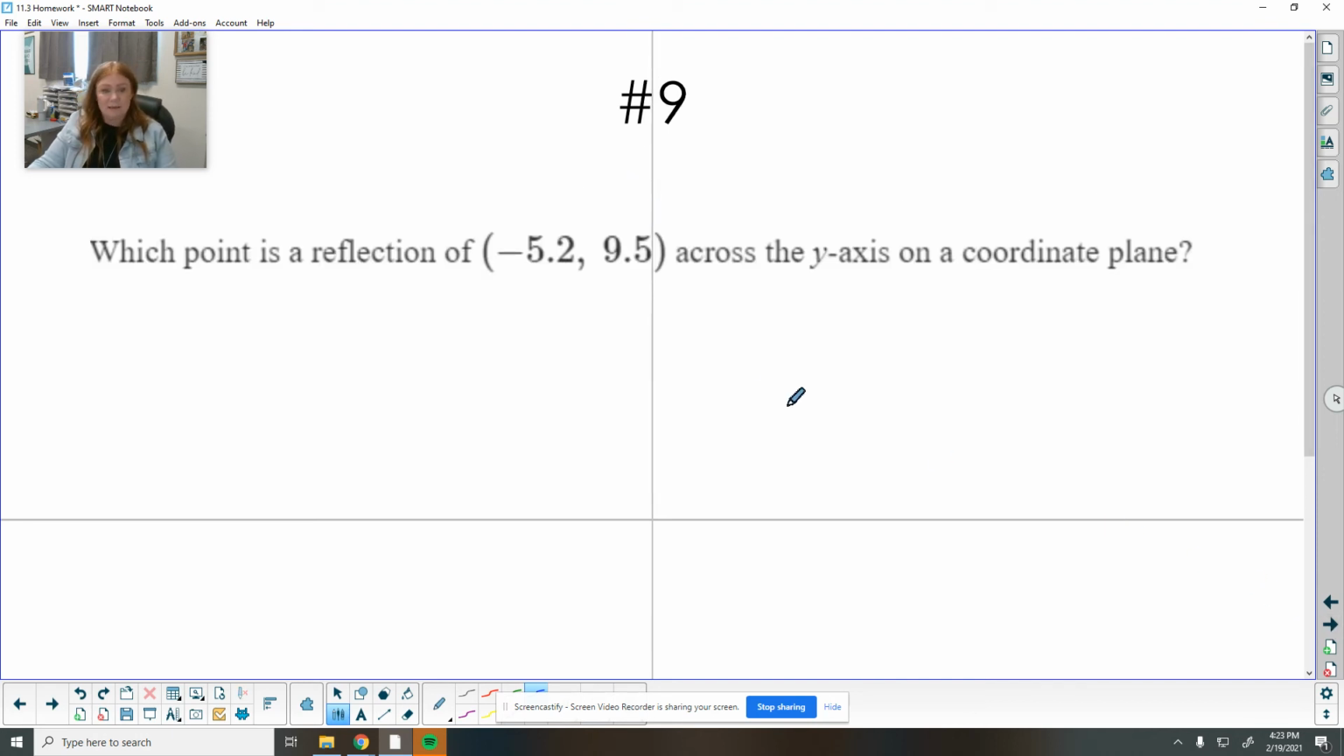Number 9 wants us to reflect this point over y. So y stays the same, and then we're going to do the opposite of -5.2. So flip it over y, and give me the opposite of negative.